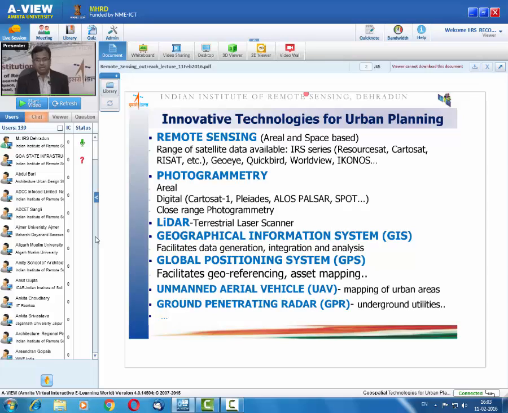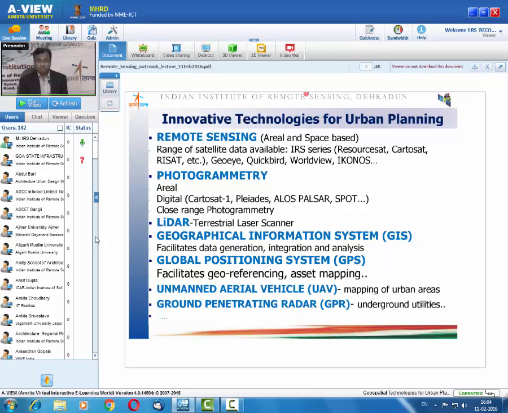For LiDAR, the opportunity is coming up, and we have got the data from the terrestrial laser scanner. We have got the data from the space-based LiDAR systems, but they have limited opportunity because of the very poor footprints. All these data can be processed, assimilated, georeferenced, and integration and analysis is feasible.